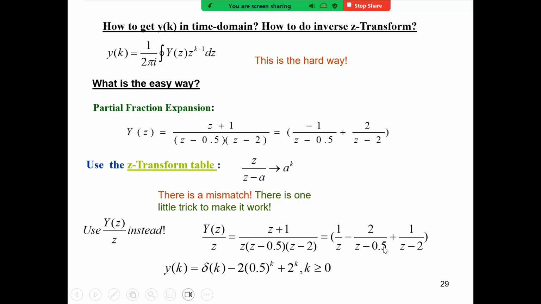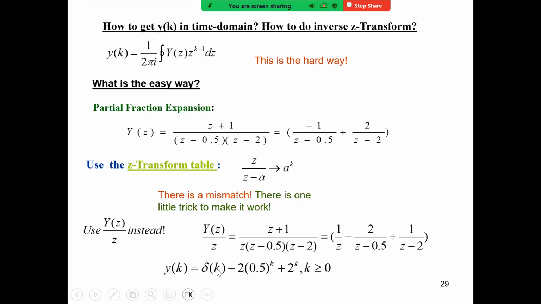Now, if we do it, you can verify, right? This one here is 1, so therefore the delta signal means that it is 1 at k equals 0, and you will have 0 elsewhere. And then for the other values, you can directly copy, right? This is Z minus 0.5, therefore you have 0.5 to the power of k. Then 2, you have 2 to the power of k.